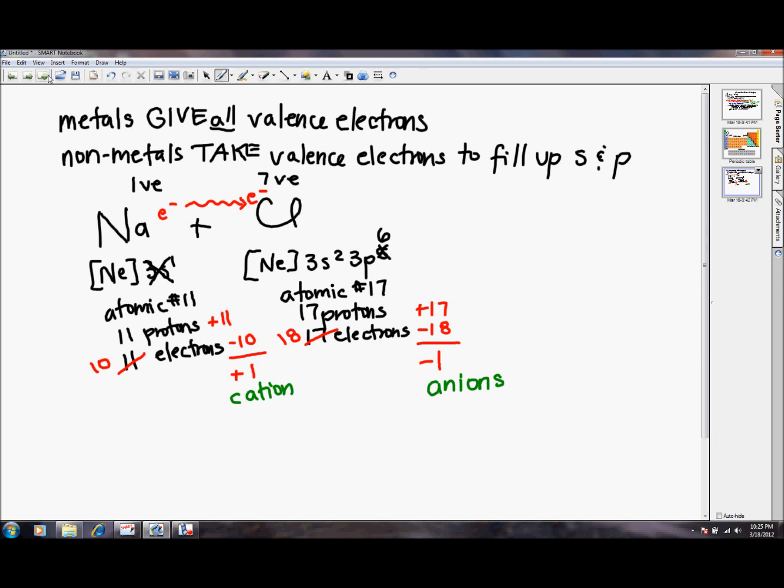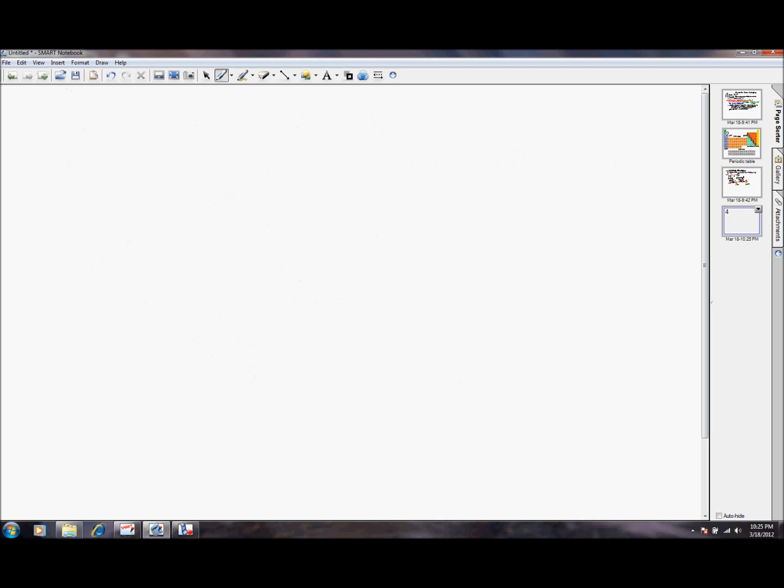Okay, well, what does it mean now that we have a positively charged cation, sodium, and a negatively charged anion, chlorine? Well, these are opposite charges, which means that they are strongly attracted to each other. And the positive-negative attraction has a special name.